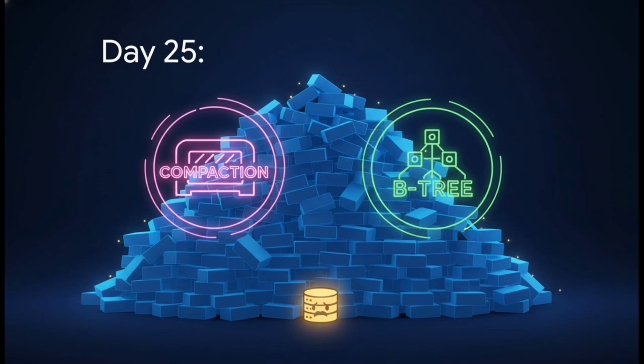So, what do we do about those 10,000 glowing bricks piling up and slowing us down? Well, tomorrow, on day 25, we're going to clean up the mess with a process called compaction, and we'll meet the legendary B-tree.